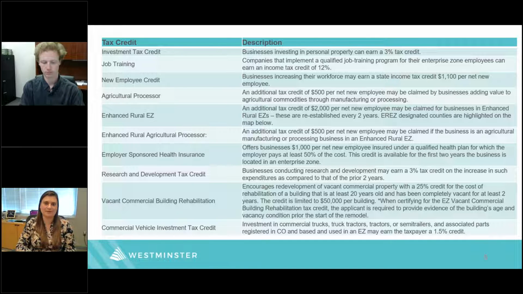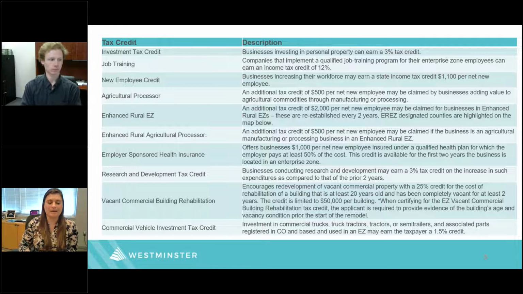The top 3 that Baxter and I usually see are the investment tax credit, where businesses can claim up to 3% back for personal property. A good example is acquiring equipment, or if your operation has ongoing testing equipment. Another is job training, where companies can get 12% for qualified job training programs if you are located in an enterprise zone. These can be conducted at the business's physical site or even off site. There are some requirements around that though.